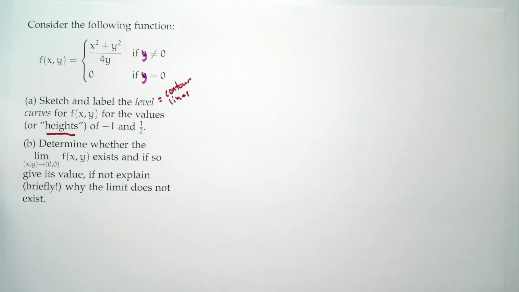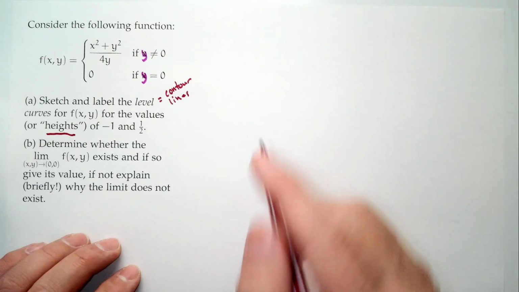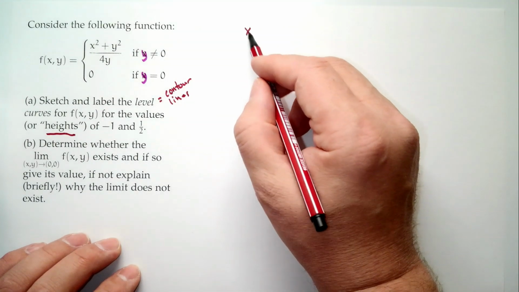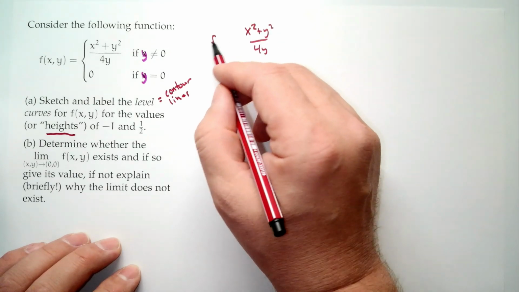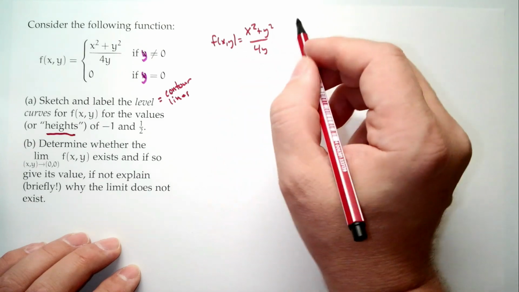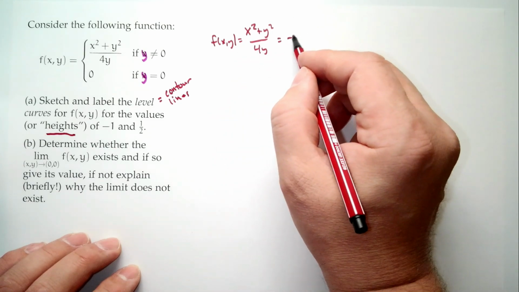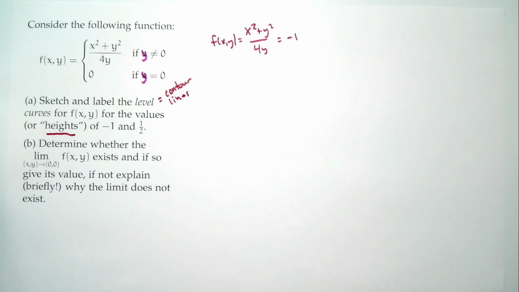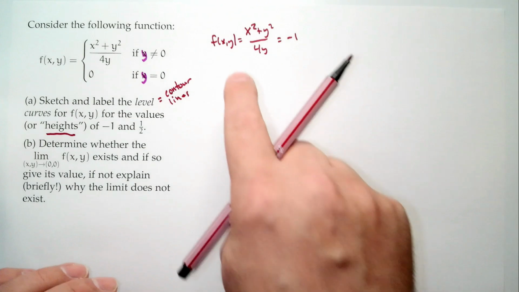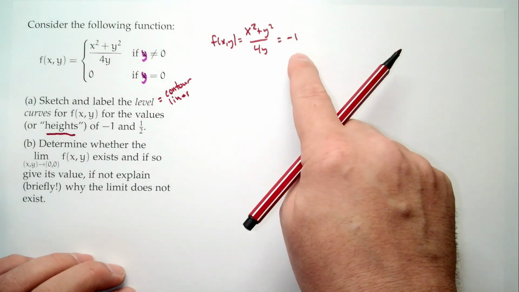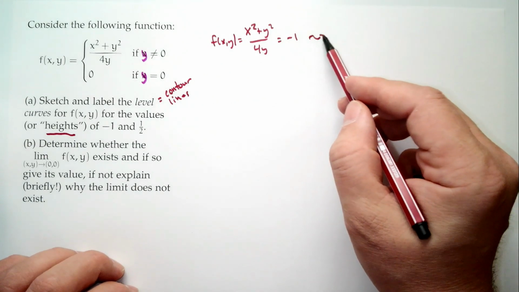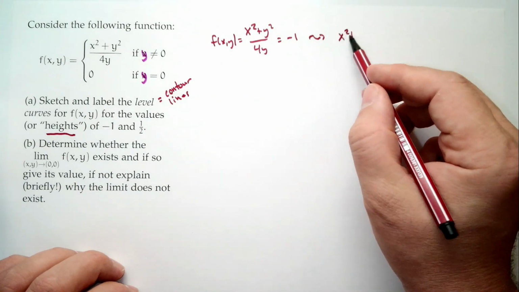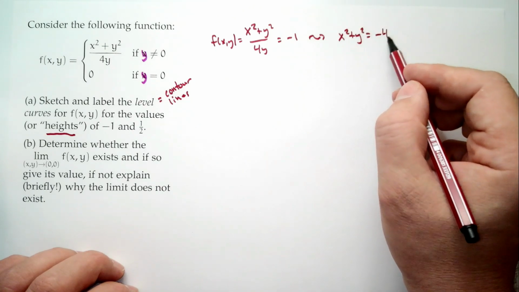So when we're looking for these level curves, what do we do? Well, we set x squared plus y squared over 4y, this is our function f of xy, equal to -1. So that's what we mean. When we're looking for these curves, we set the function equal to a value. So x squared plus y squared over 4y equals -1. Well, that becomes x squared plus y squared is -4y.